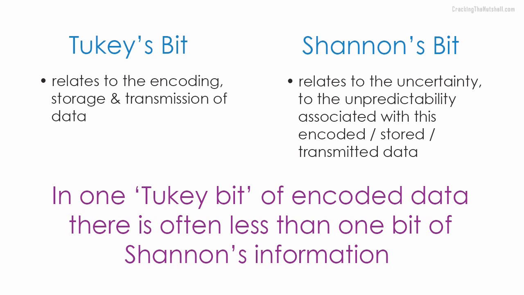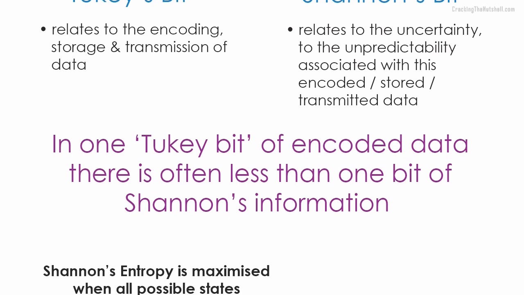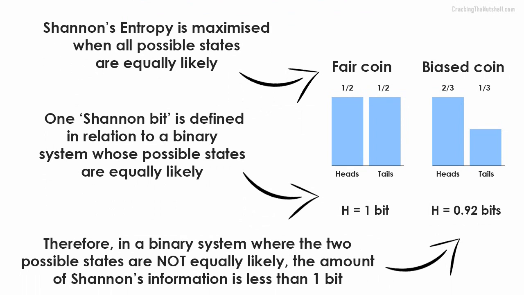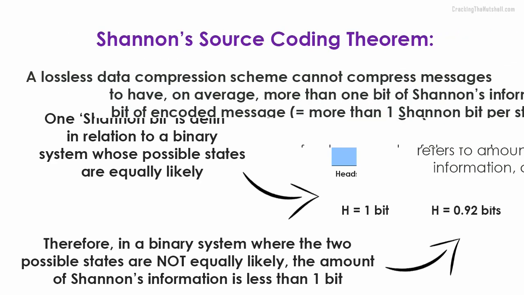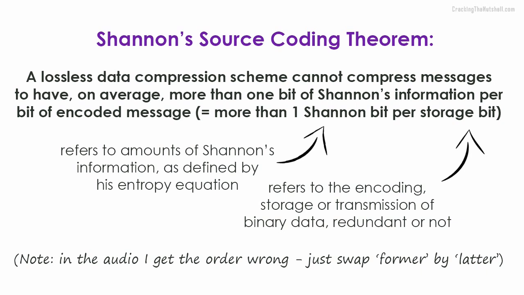In 1 Tukey bit of encoded data, there is often less than 1 bit of Shannon's information. Why? Well, Shannon's entropy is maximized when all possible states are equally likely, and 1 Shannon bit is defined in relation to a system whose states are equally likely. Therefore, in a binary system, when the 2 possible states are not equally likely, such as the toss of a biased coin, Shannon's information is less than 1 bit. Recall Shannon's source coding theorem, which states that a lossless data compression scheme cannot compress messages on average to have more than 1 bit of Shannon's information per bit of encoded message.